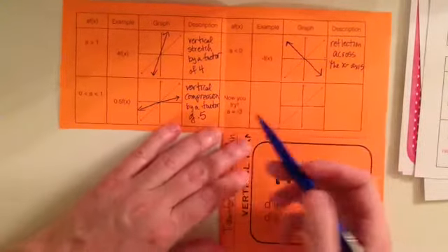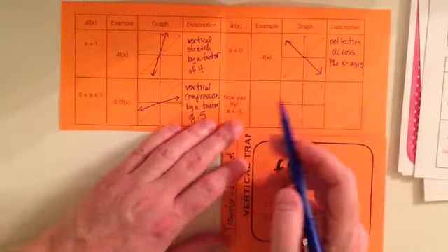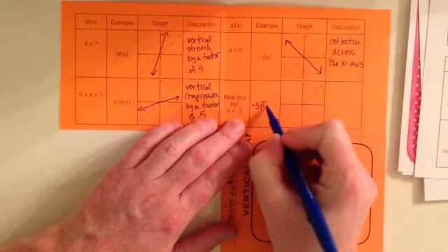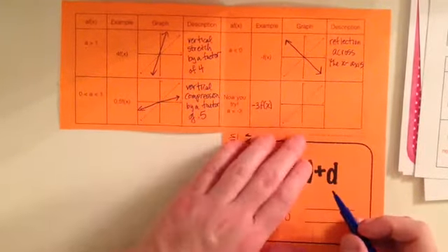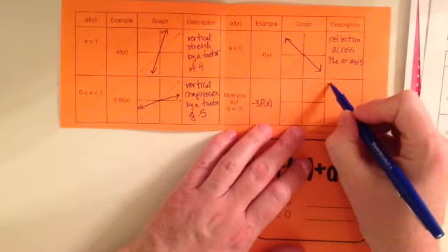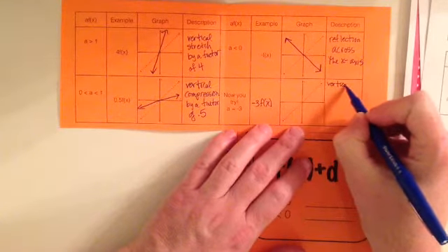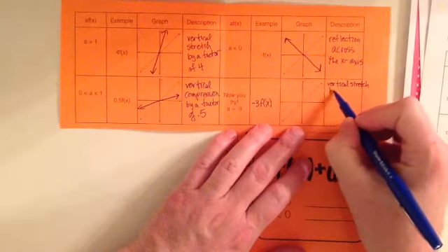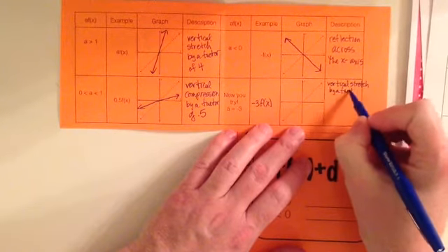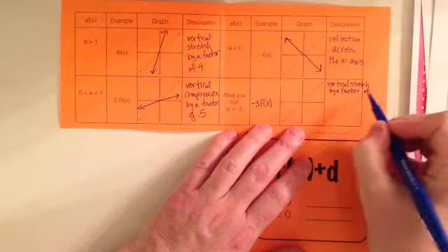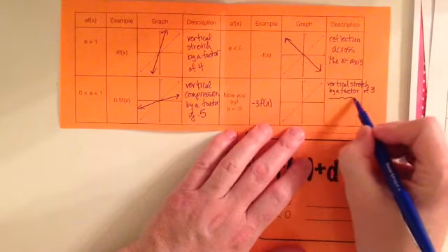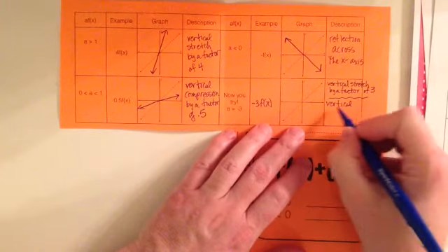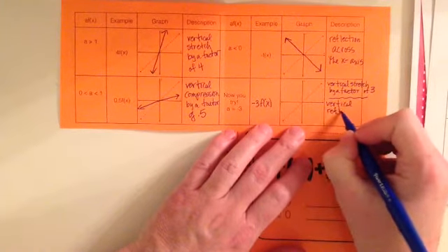So now let's say that A is -3. So I would say -3 f of x, and we know that that is a vertical stretch by a factor of 3, and it is a vertical reflection.